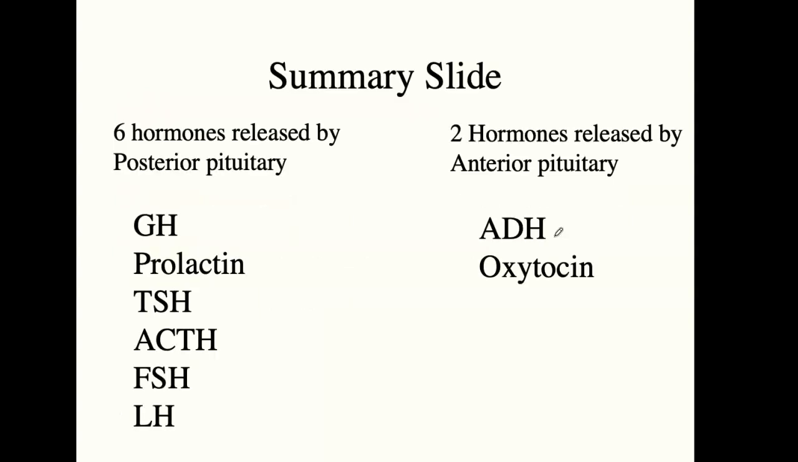As a summary slide, I put in 6 hormones released by the anterior pituitary, GH, prolactin, they have inhibitory hormones too, and then these 4 that we just talked about. 2 hormones released by the posterior pituitary were ADH and oxytocin.